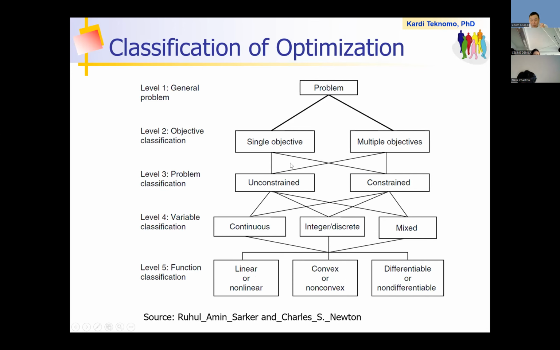Most of what we use is single objective, constrained, either continuous or integer or mixed, and convex or differentiable. So this is usually what we learn in undergrad, right? But when you go to graduate studies, you will deal with nonlinear, non-convex and non-differentiable. That's the thing that makes it more difficult.